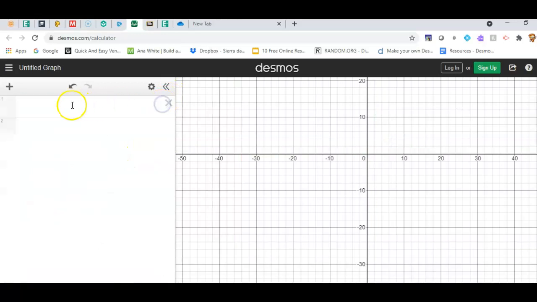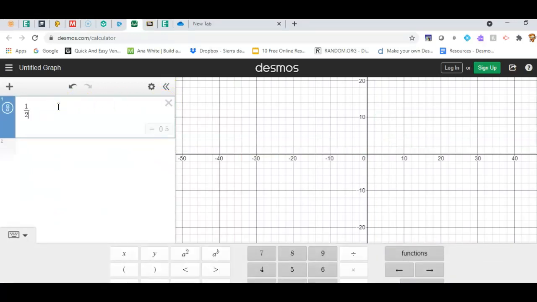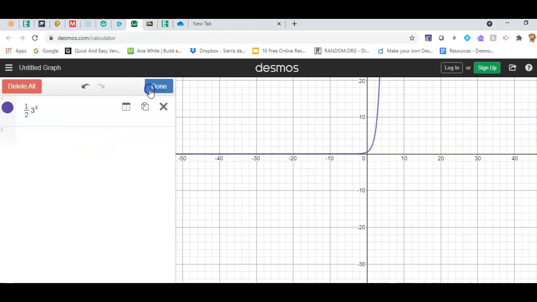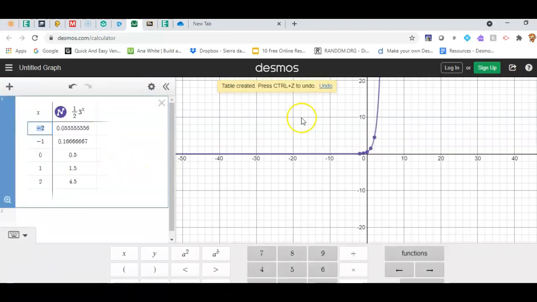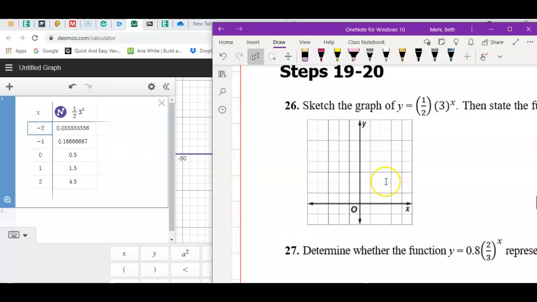And we type this expression, 1/2 times 3 to the x. And we look at a table of values because it does ask us to graph it. A lot of graphing. 0, 1/2, 1, 1.5, 2, 4.5. And then you can see it gets smaller and smaller as we go to the left.